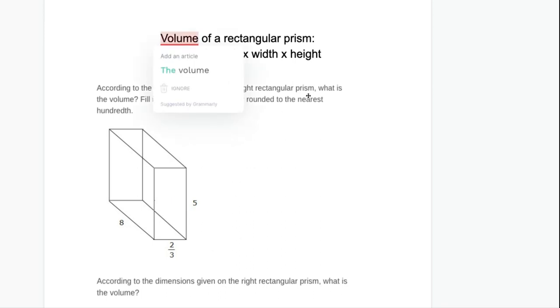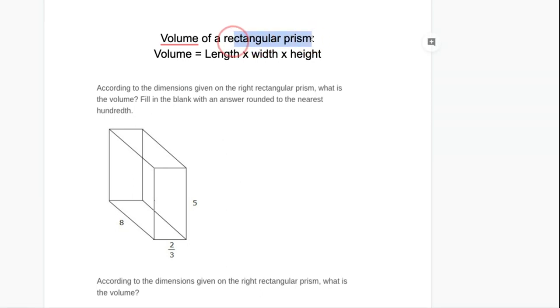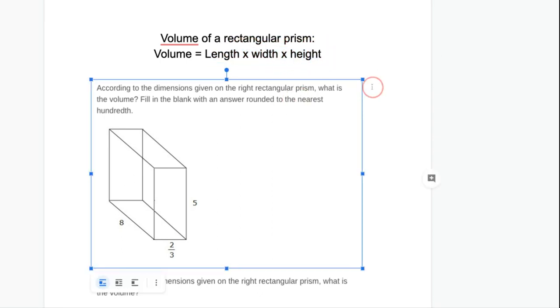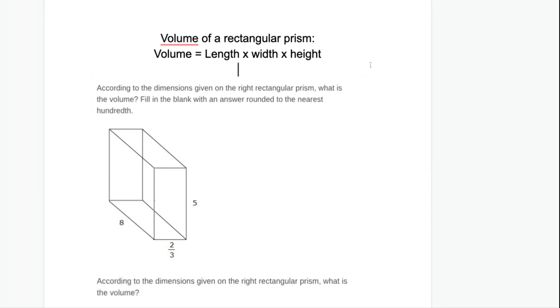There are two things about volume that I'm going to show you. One is if it's just a rectangular prism, like this right here. If it is just a rectangular prism, it's actually pretty cut and dry. For rectangular prisms, you take the length times the width times the height. That's it. So for the one we have here, I've got a length of 8, a width of 2/3, and a height of 5. That's what I'm going to multiply.